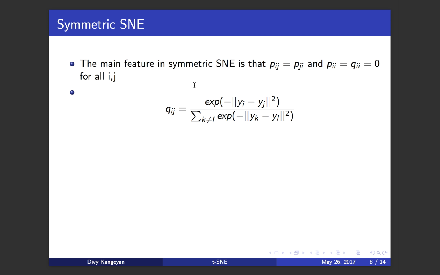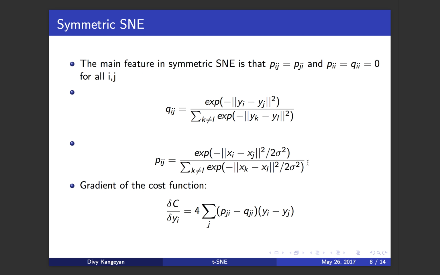So this is the low dimensional representation. It's exactly the same as the previous one, but we don't have the conditional here. And then Pij is going to be the high dimensional representation of the similarity in data points. And then this is going to be the gradient function. So instead of having 2 with the conditionals, we have 4 times the summation of the difference between Pij and Qij times yi minus yj.